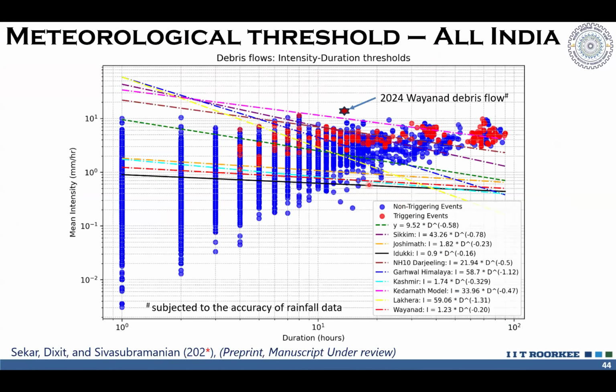And so for the Kedarnath case, the model-derived intensity duration threshold line is here. And for the 2021 Wayanad debris flow, this is from the actual data. It happened with an enormous amount of rainfall, so it sits over here. And this intensity duration threshold also has a limitation.